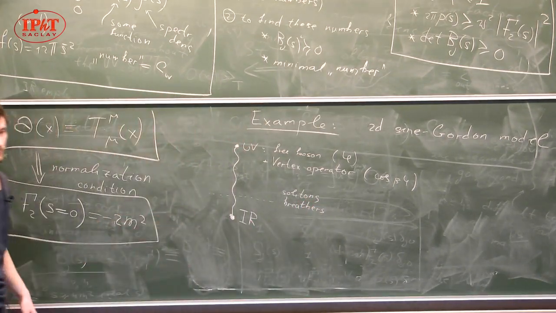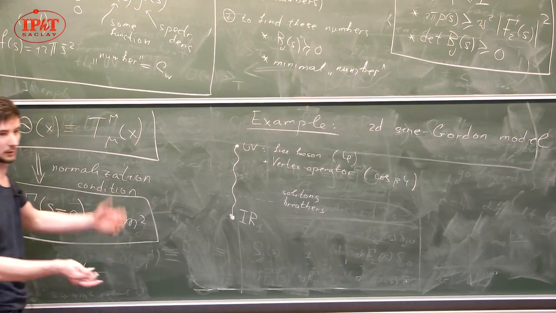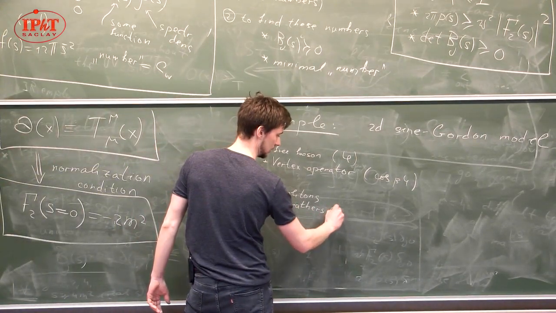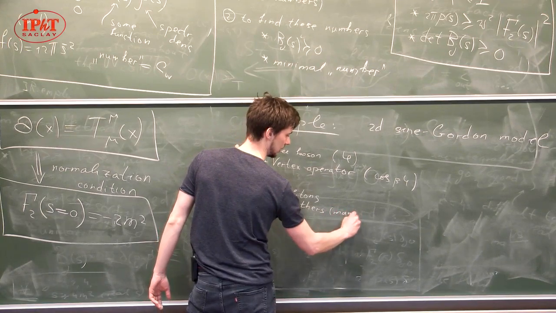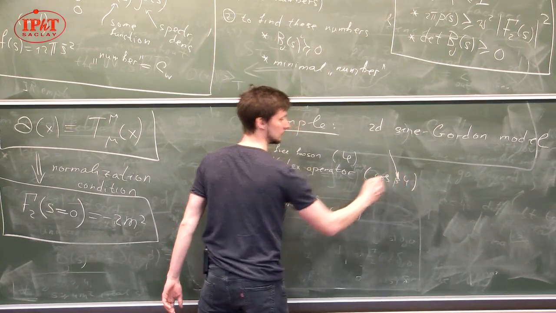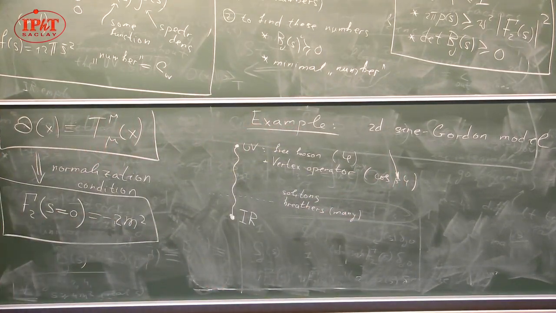Well, I will not go into details why they're called this way, but they're basically asymptotic states. And there are many breathers, and the number of breathers depends on this parameter beta.